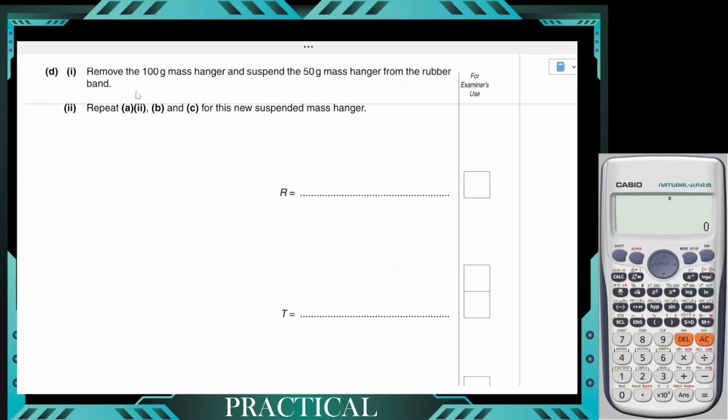And then in question number 2, they always ask you this part in which you have to perform the same steps. You have to take the same readings but for different values. For example, they say in this part, remove the 100 gram mass hanger and replace it with a 50 gram mass hanger, and you repeat all the previous parts as they are. So for example, A2, B and C.